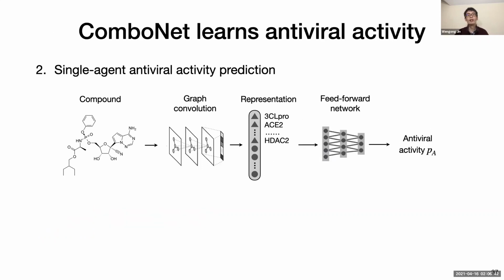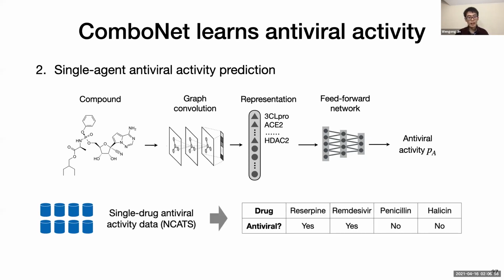Now I have this two-part representation on the biology and also on the chemistry. Now I can use it to predict both whether a single drug is effective and whether a drug combination is effective. So here we are utilizing single drug antiviral activity data from UNCATS, which labeled whether certain drugs are antiviral against SARS-CoV-2. This is quite straightforward because I can put a feed-forward neural network on top of this representation and then convert that into a single numerical score, basically the probability of this compound killing the virus.